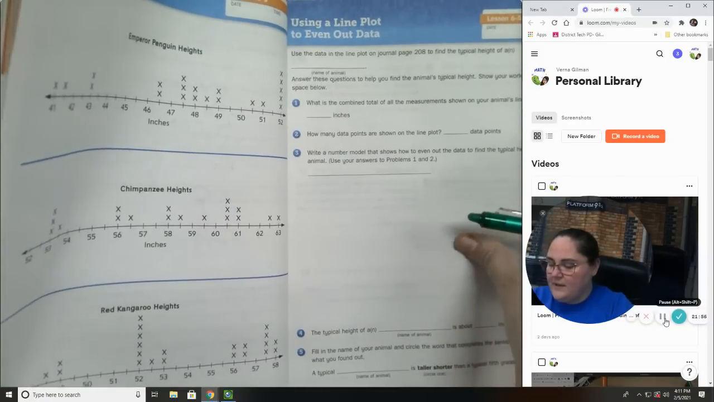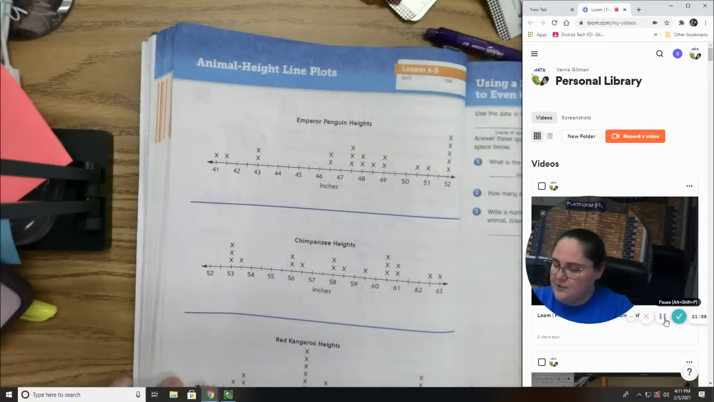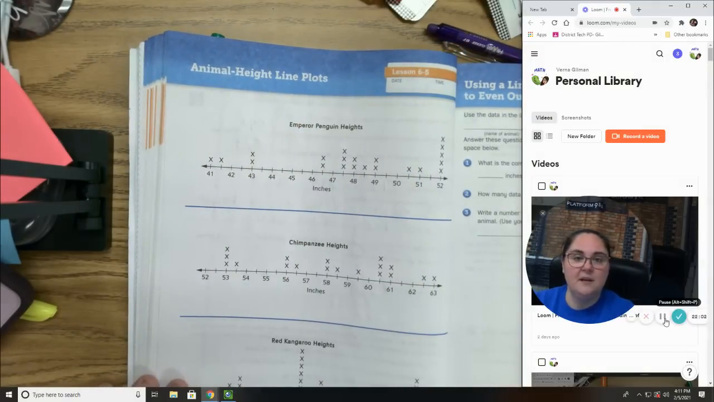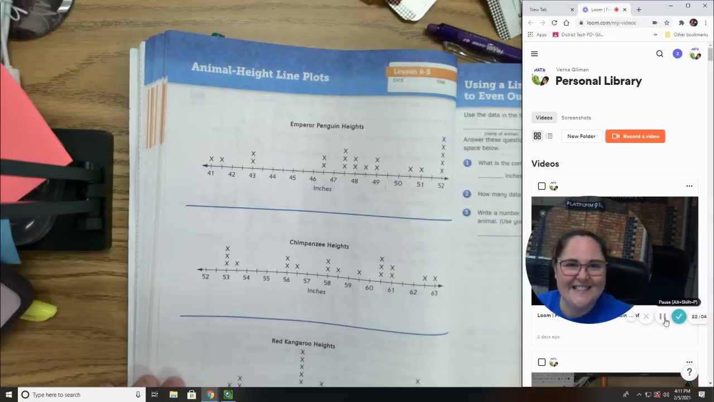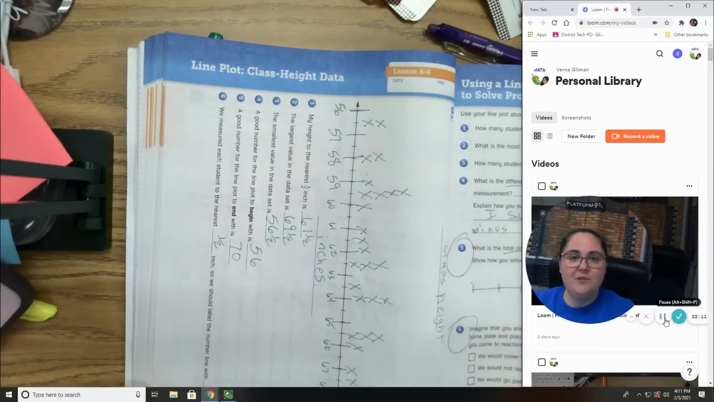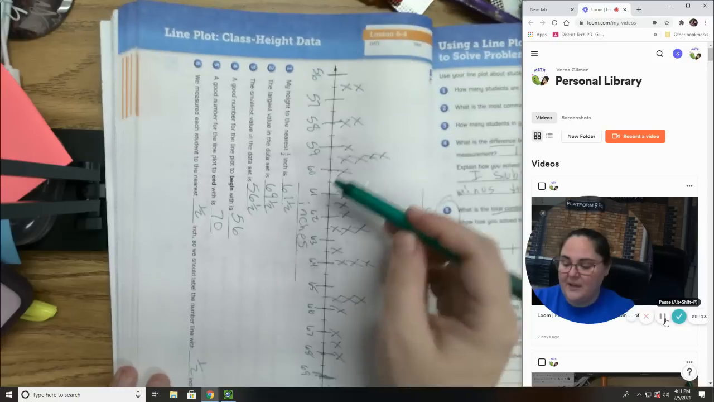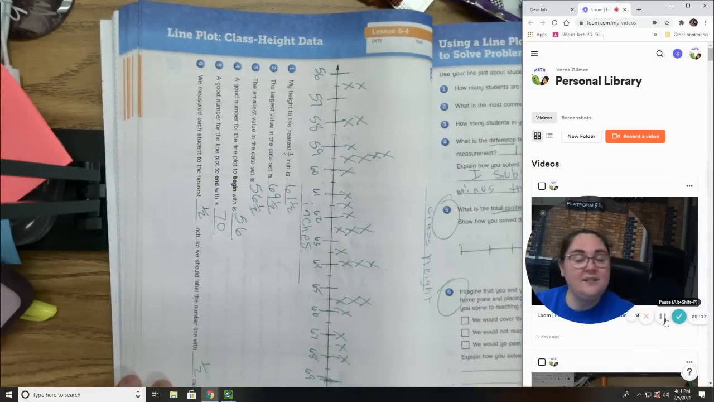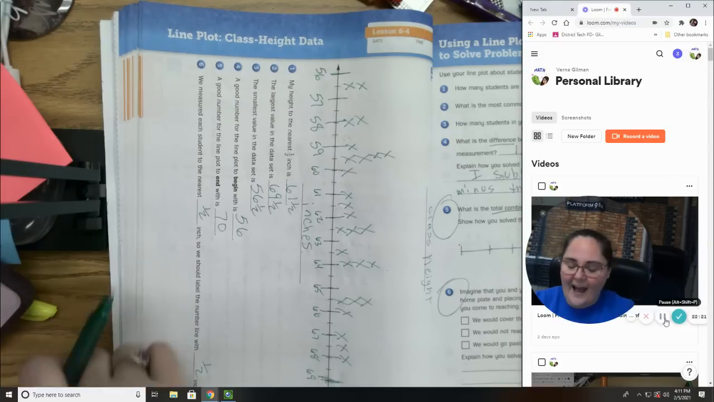Now we're going to look at the ones that are already done. So look at page 208. Notice there are charts that you're going to be using for tomorrow's lesson. If you have a chance to do these little questions before you come to Zoom, that's fine. Just make sure you really triple check your adding and making sure that you have all data points put in that answer.